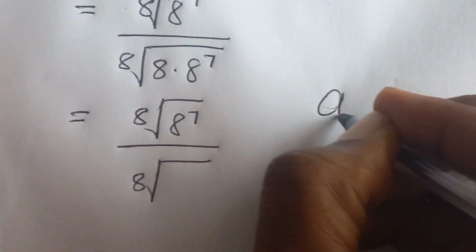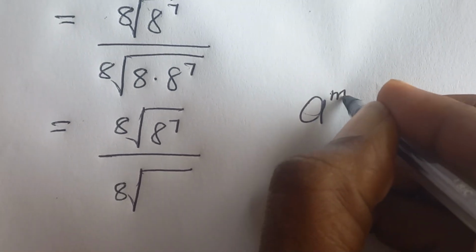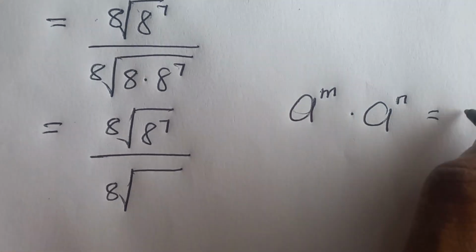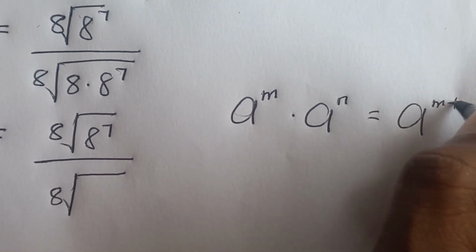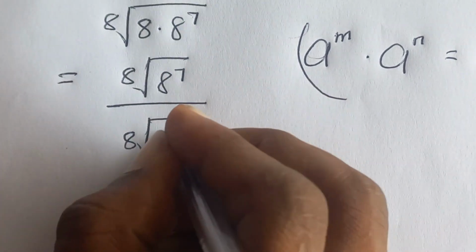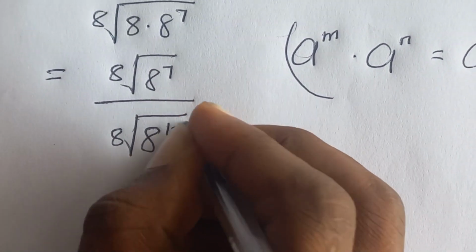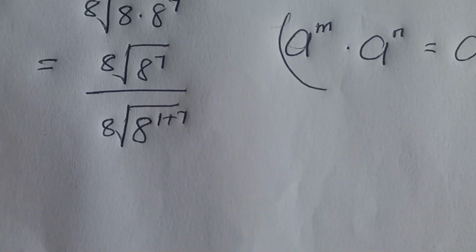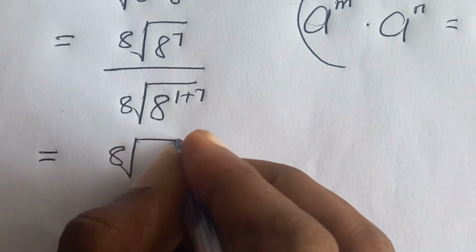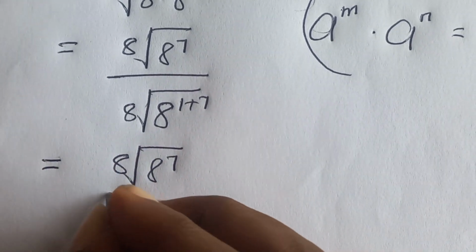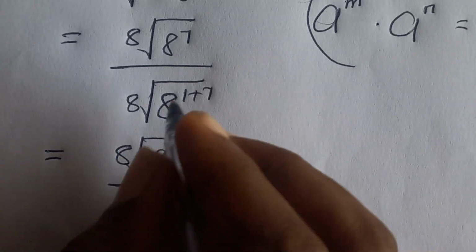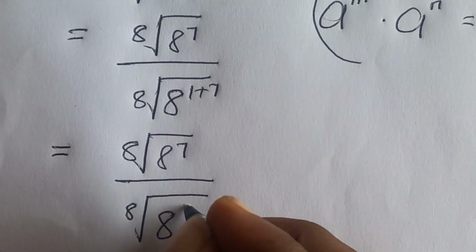and we know that when we have a^m multiplied by a^n, we are going to get a^(m+n). So we are going to apply this here. So it will be 8^(1+7). Now we get the 8th root of 8^7 over the 8th root of 8^8, since 1 plus 7 is 8.